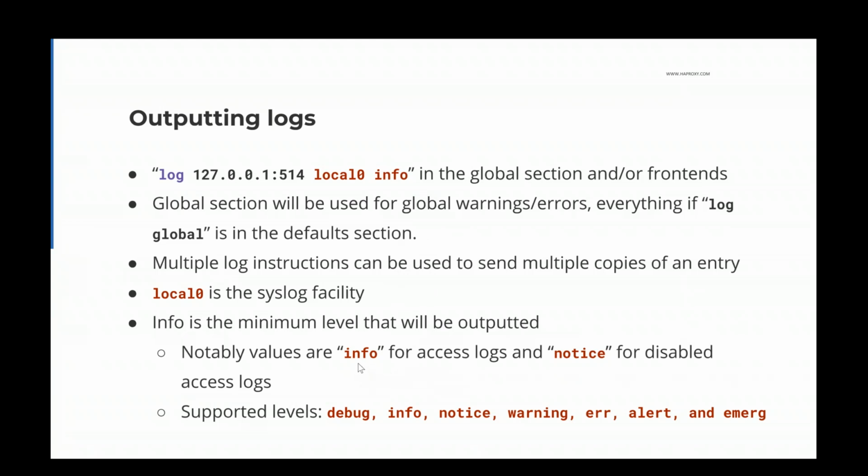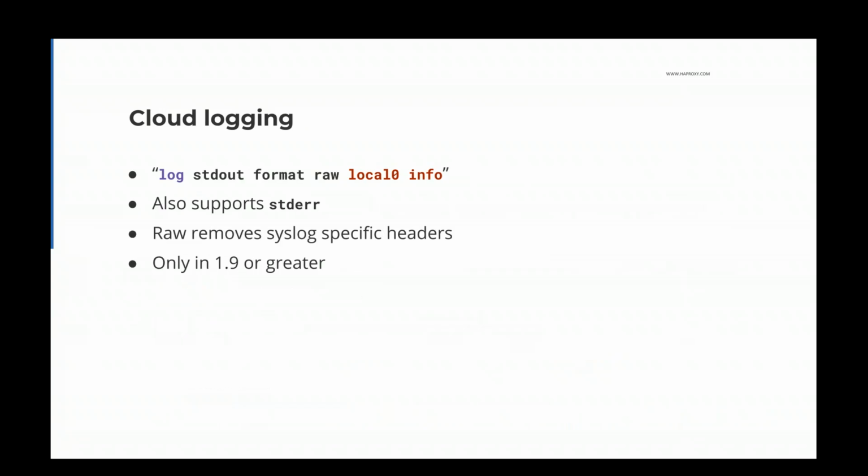The notable values that I use all the time for this are info if I want access logs to be enabled, or notice if I just want to see error messages and connection failures and that kind of thing, and I do not want access logs in general. If you are using HAProxy 1.9, you can use stdout or stderr in order to output the logs directly to standard out or standard error. Pretty much what you would expect, useful if you're putting HAProxy inside of a Docker container.